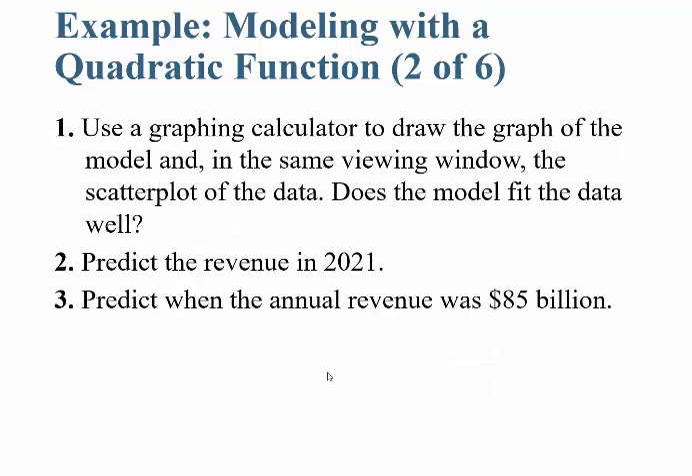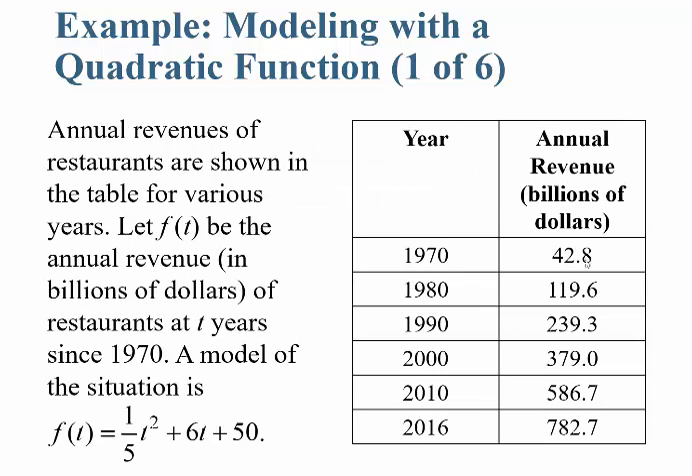All right, so using a graphing calculator to draw the graph of the model in the same viewing window as the scatter plot, the data doesn't fit the model well. Let's predict the revenue in 2021, and let's predict when annual revenue was 85 billion. Okay, so the last question should be somewhere between 1970 and 1980.